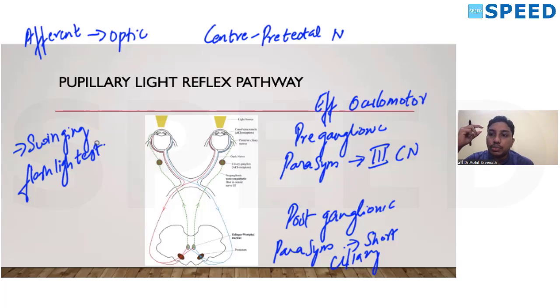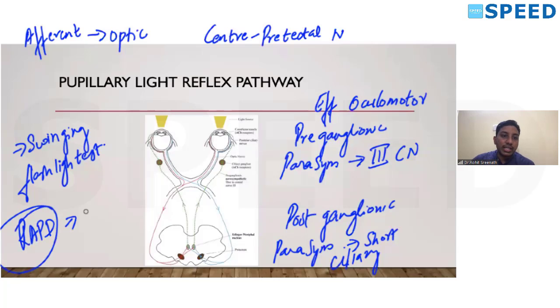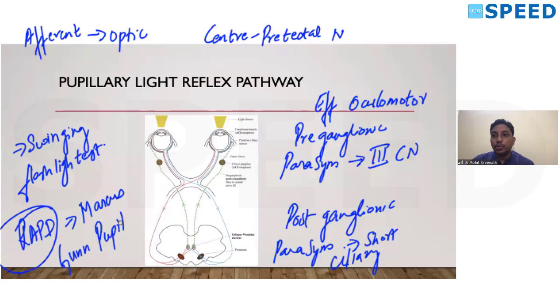But if there is an abnormality in the pupillary pathway, in the optic nerve, the pupils will dilate. This is called relative afferent pupillary defect, also known as the Marcus-Gunn pupil. It occurs when there is a defect in the pathway, mainly in the optic nerve. The pupil will paradoxically dilate instead of constricting on the swinging flashlight test. So the swinging flashlight test is for checking the pupillary light reflex.